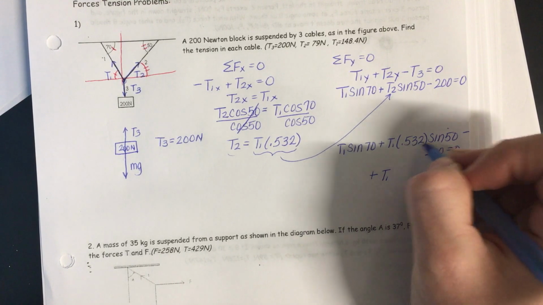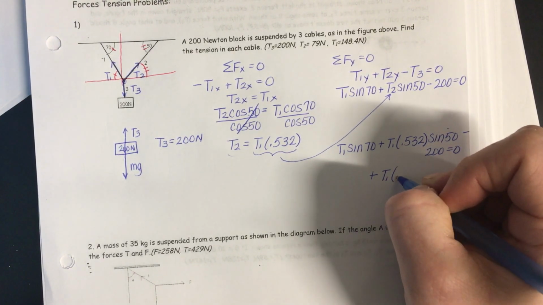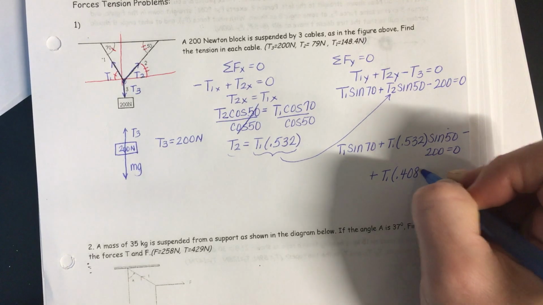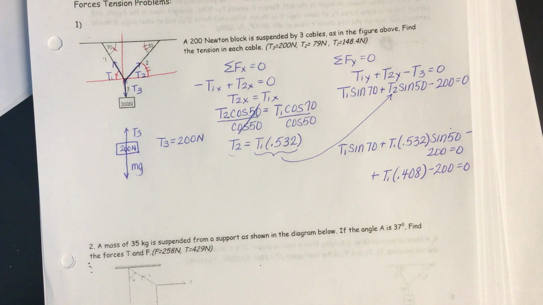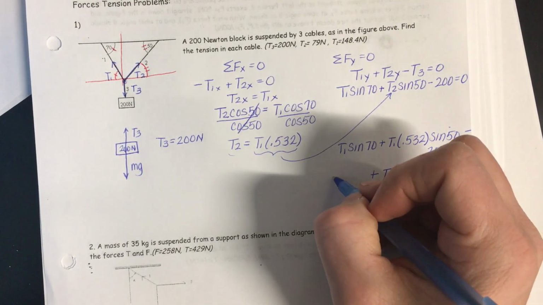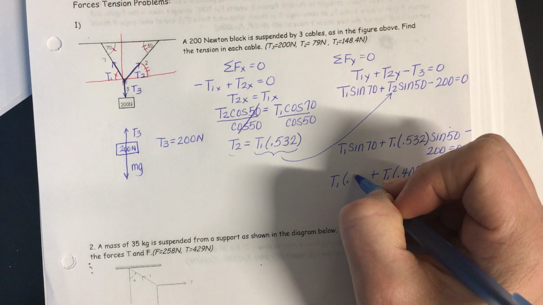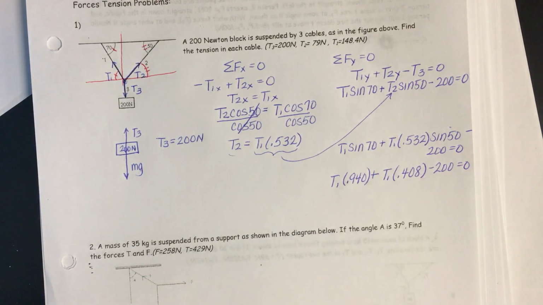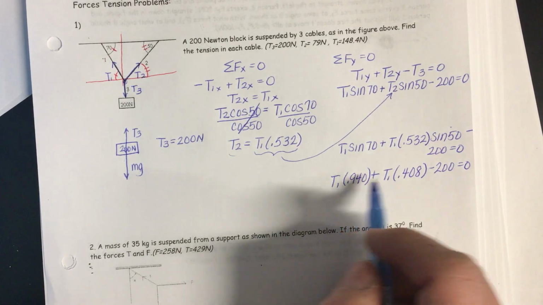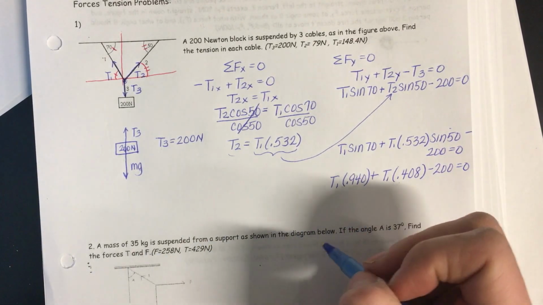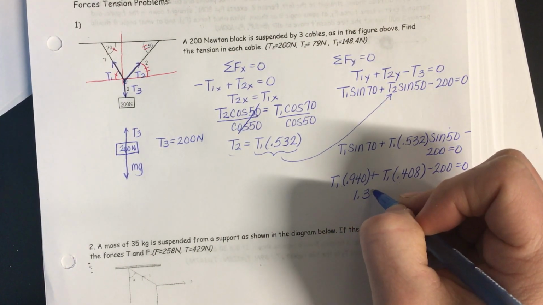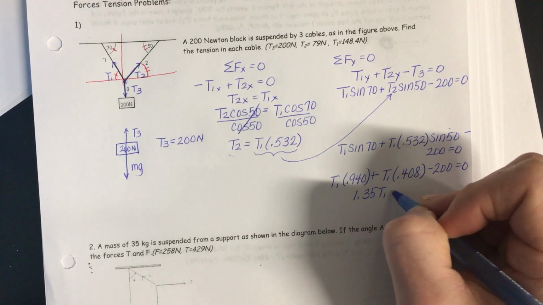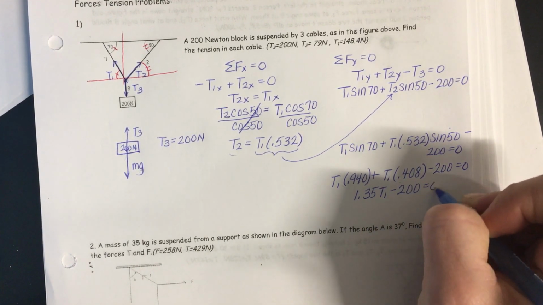So, for example, 0.532 times the sine of 50 is 0.408. And I can plug in the sine of 70, and that gives me 0.940. And now I can add my T1s together. This is like 1x plus 2x. So you can add 0.940 and 0.408, and you get 1.35 T1 minus 200 equals 0.